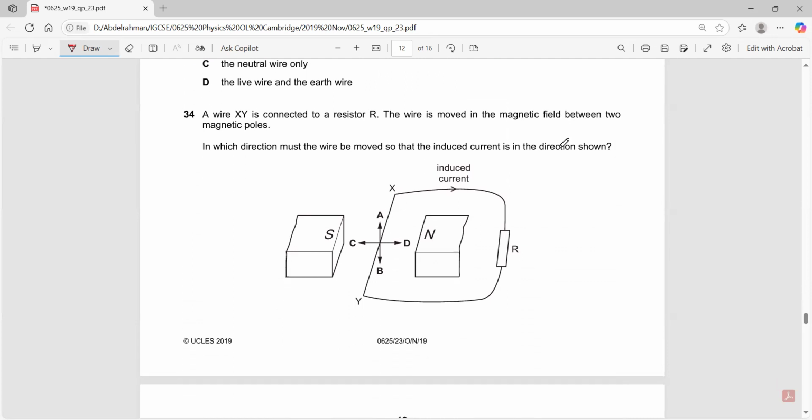A wire XY is connected to a resistor R. The wire is moved, and the magnetic field between them. So this is electromagnetic induction, so that there is an induced current. You have to use Fleming's right hand rule. So north to south, you have first finger pointing to the left. And then the current is into the page. Therefore, the motion would be downwards. Your thumb should be pointing downwards at B. Okay?